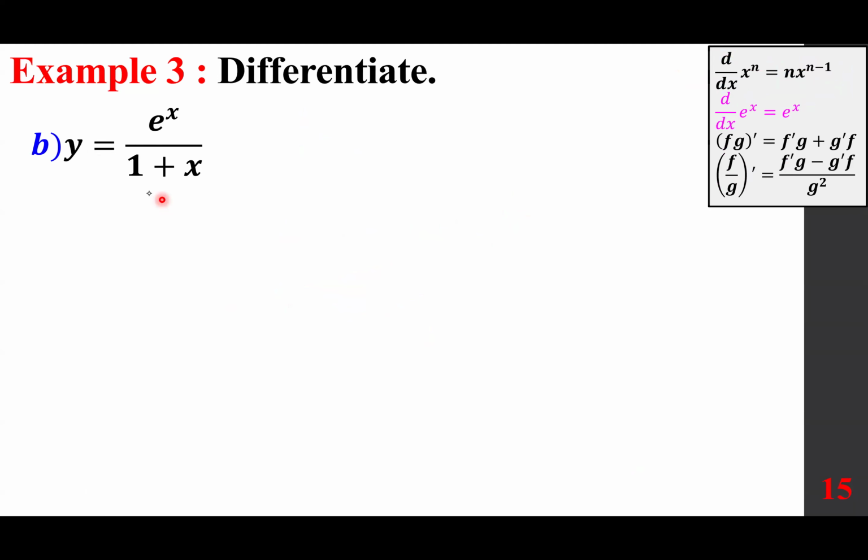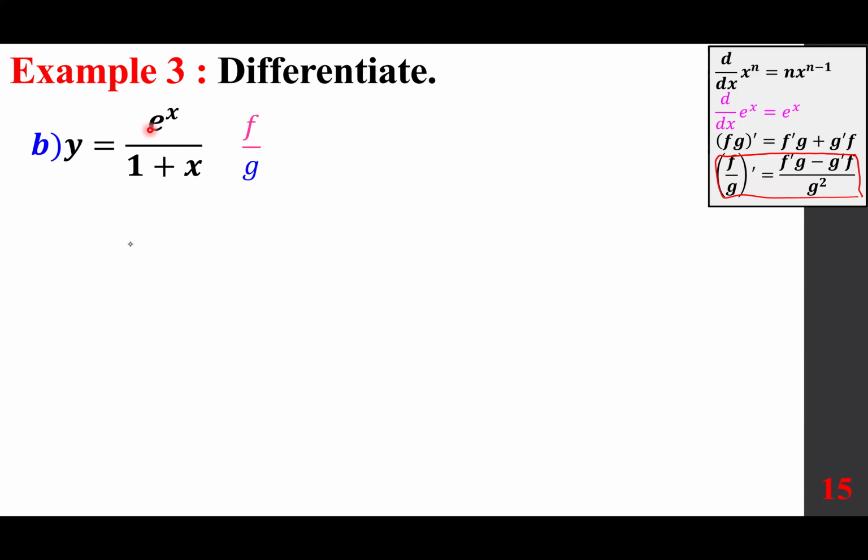What about y equals e to the power of x over 1 plus x? We use the quotient rule, and we're going to call it f over g again. If you write f over g, write the equation from memory. It's very easy to apply and get to the answer.